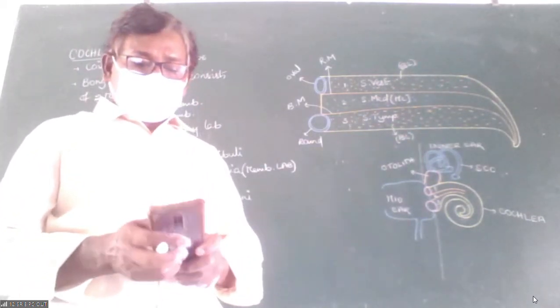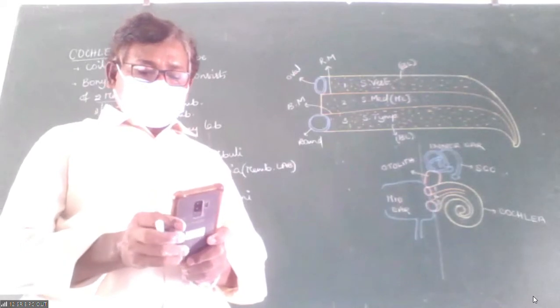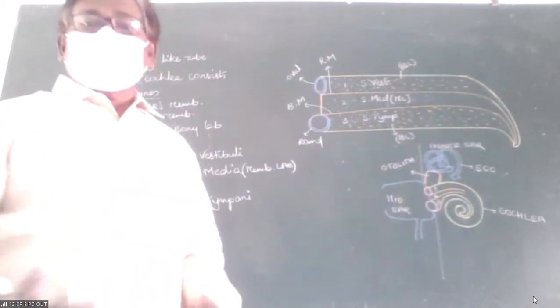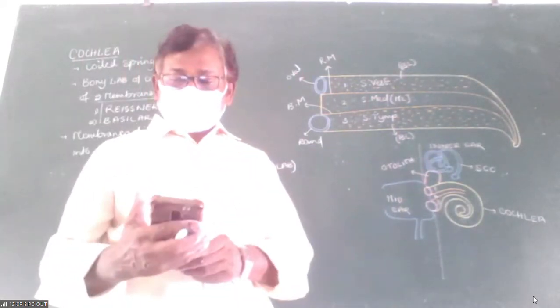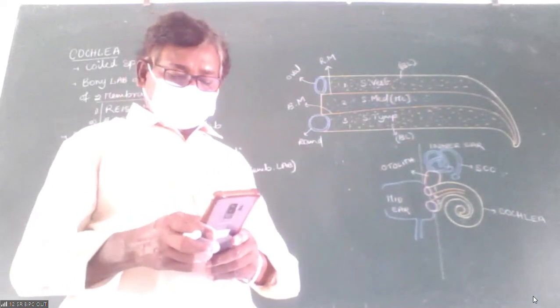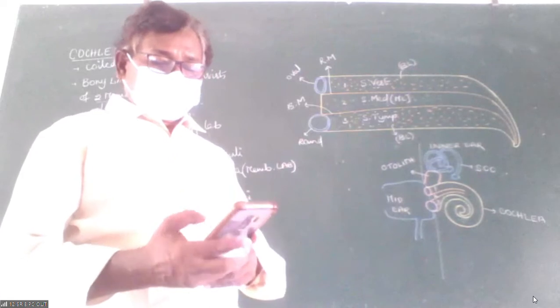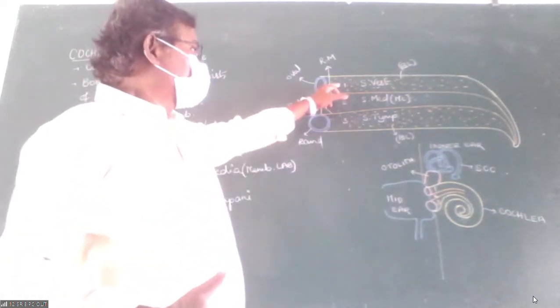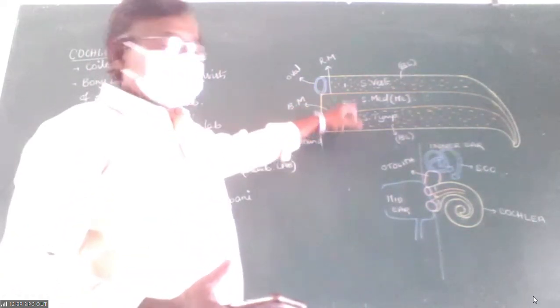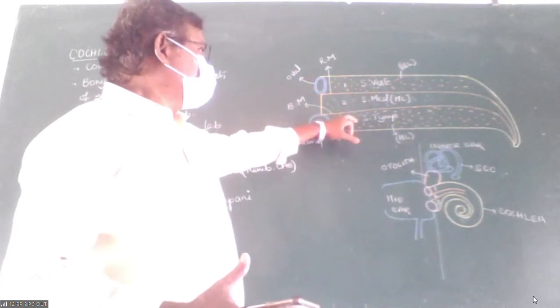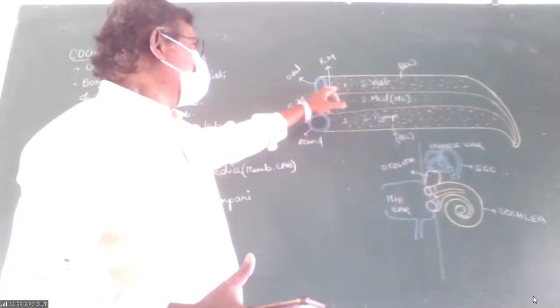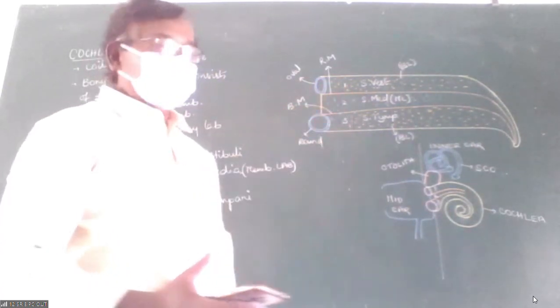Okay. Now, if these are the parts of the cochlea, what are the three tubes of the cochlea? They are scala vestibuli, scala media, and scala tympani, and there are two membranes present: Reissner's membrane and also the basilar membrane.